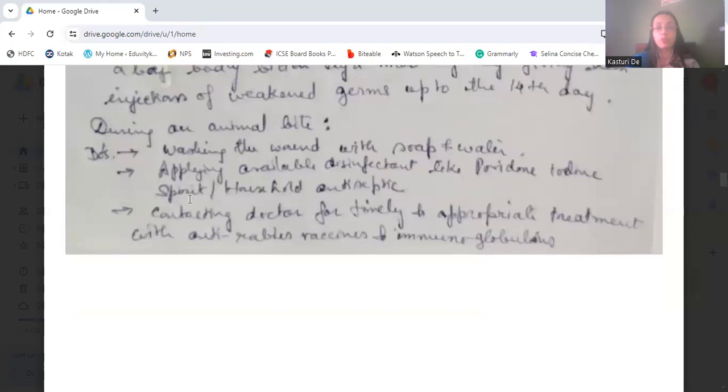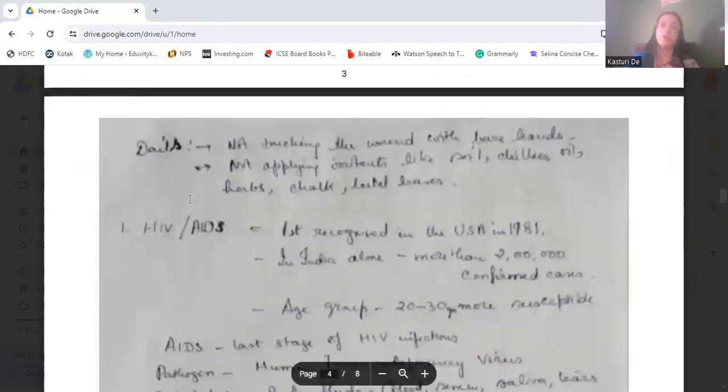Then what should we avoid? The don'ts: we should not touch the wound with bare hands, and not apply any irritants like soil, chili oils, herbs, chalk or betel leaves. We should avoid all this.